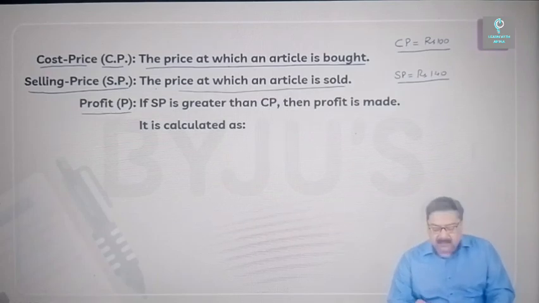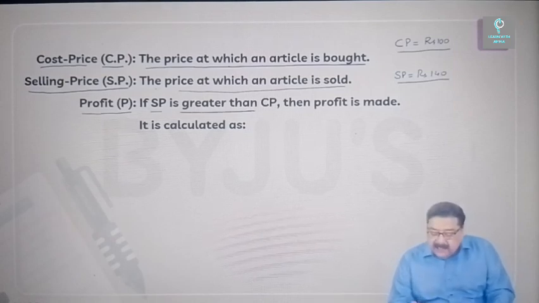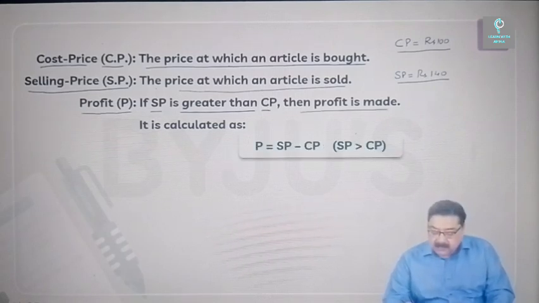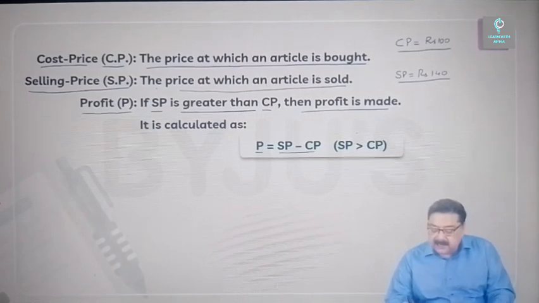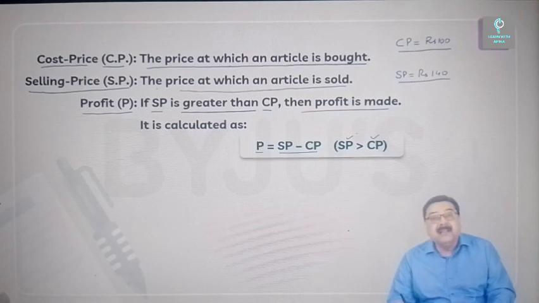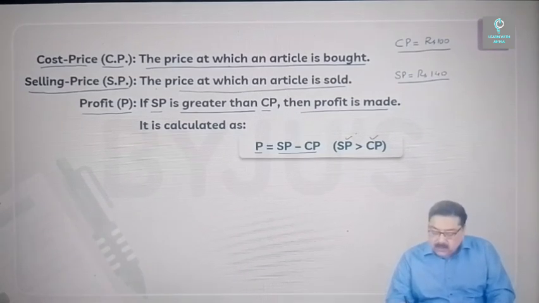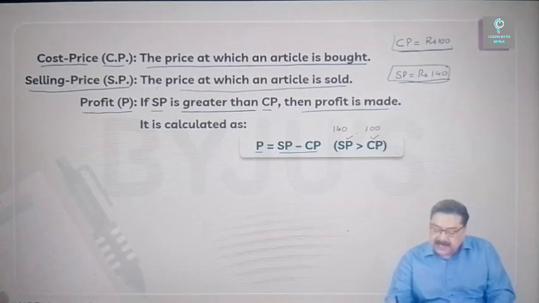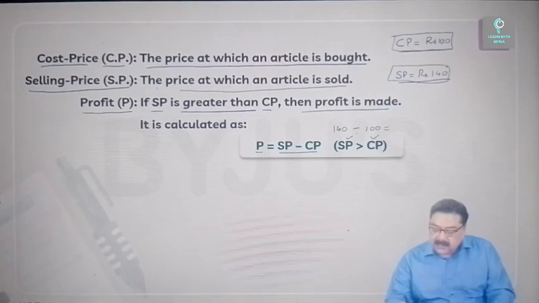Then what is profit? The very thing that all of us are looking for. If selling price is greater than cost price, then profit is made. And it is calculated as profit equals selling price minus cost price, where selling price essentially has to be greater than the cost price. So you sold the item at rupees 140 here. You had bought the item at rupees 100 as we see here. So hence you made a profit of rupees 40 over selling this article.